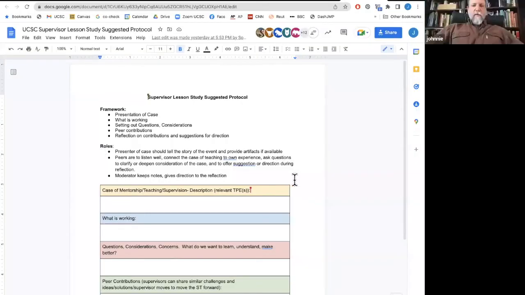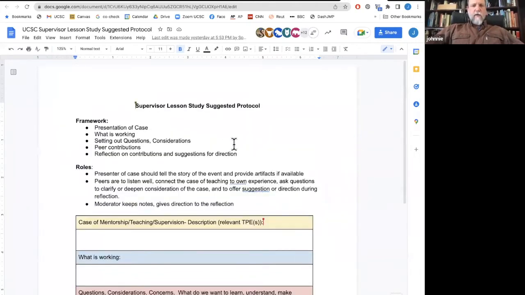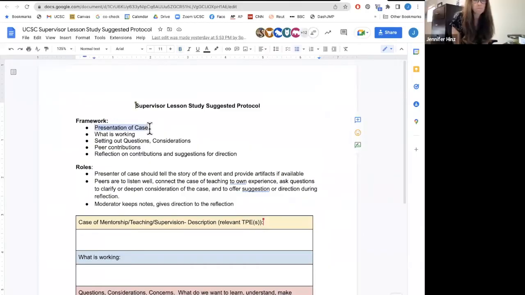So I'm sharing screen, and this is the protocol that we use, and I'll talk about the pieces of it so we can understand them better. As I said before, there's going to be a presenter, going to present a case. They'll start with what is working. We like to ground things in the positive. We don't just come to it and start complaining about things. We like to think about what is working well in our practice because we want to get better at things, not just complain about things.